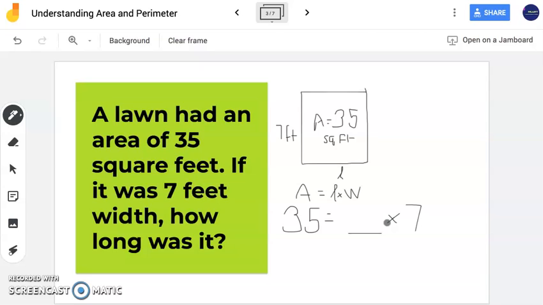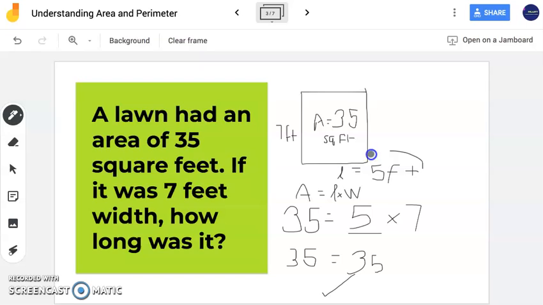So I need to figure out 7 times some number gives me 35. Now some of you might have recognized I can do 35 divided by 7 and that will give me my answer. Some of you might need to write these steps out, and that's absolutely fine. So 7 times 5 confirms that this equation is true, because 7 times 5 is 35, and they told us that our area is 35. So by filling in that missing space with 5, it confirms that my equation is correct. Now that's telling me my missing value of my length would be 5 feet. And that is the answer to this problem.